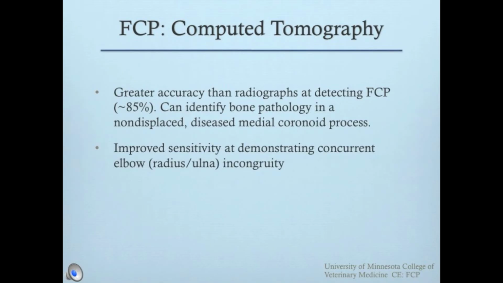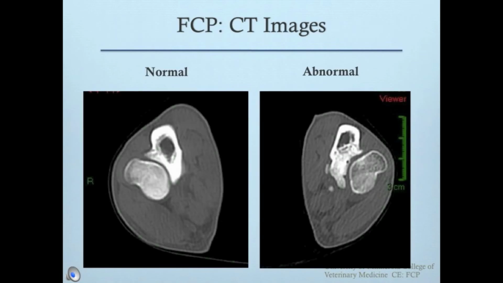Computed tomography has greater accuracy than radiographs at detecting a fragmented coronoid process. It can also identify abnormal bone pathology in a non-displaced, diseased medial coronoid process. Finally, ex vivo research has demonstrated that CT has improved sensitivity at detecting abnormal steps or incongruity between the radius and ulna. On these two CT images, you can assess the appearance of a normal medial coronoid process on the left and a non-displaced, diseased medial coronoid process on the right.